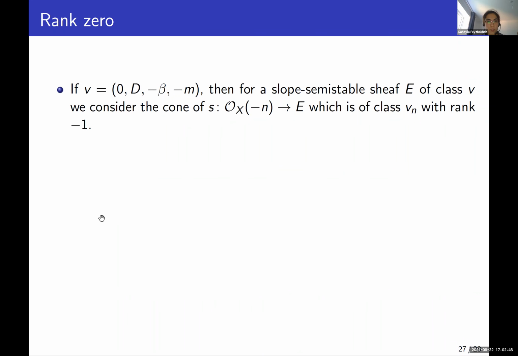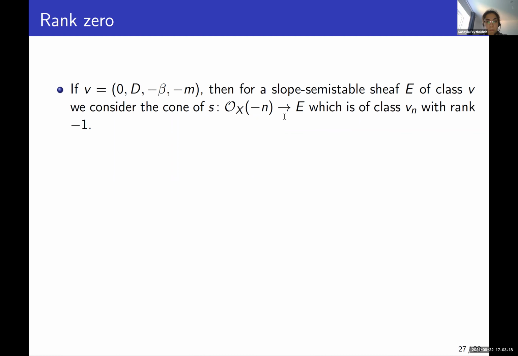So when we have the rank 0 case, then V is of rank 0, and as before, we look at a section of O_X(-N) to E. But in this case, the section is not injective, so we need to look at the cone of this section instead of the cokernel. So the cone is of class Vn, but it's of rank minus 1.